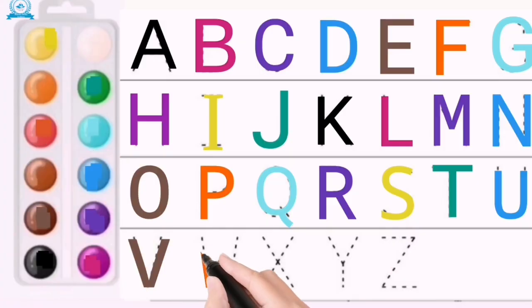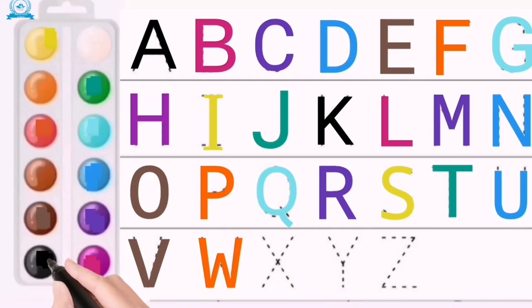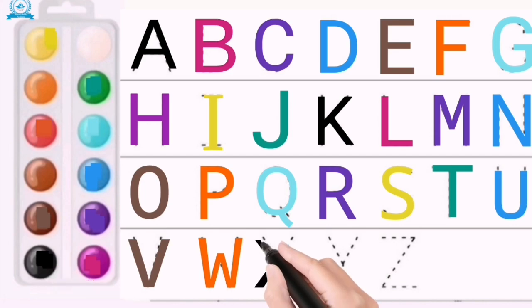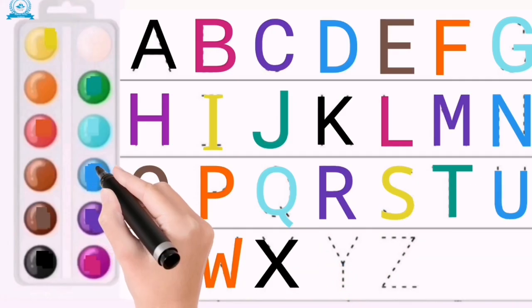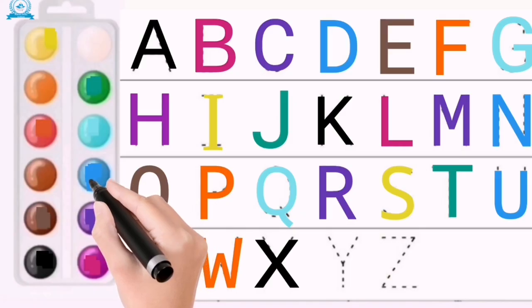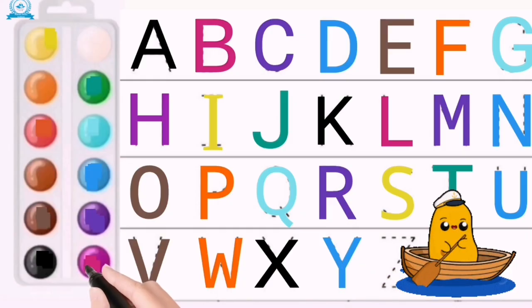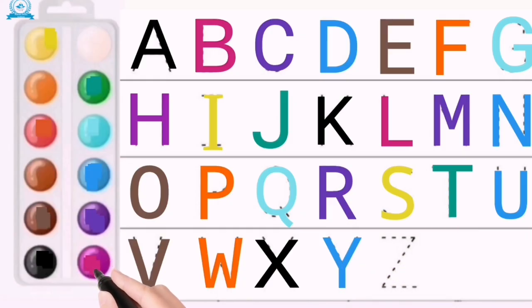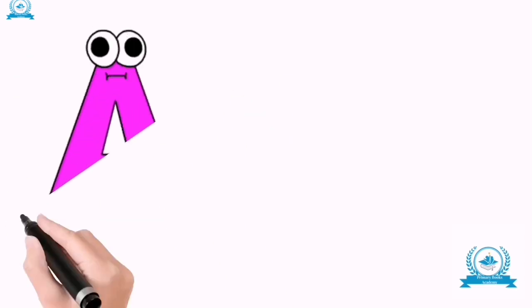W is for watch. X is for X-ray. Y is for yacht. Z is for zebra.